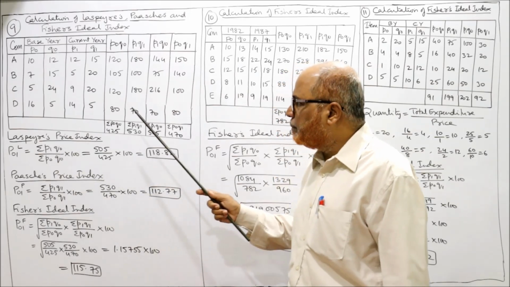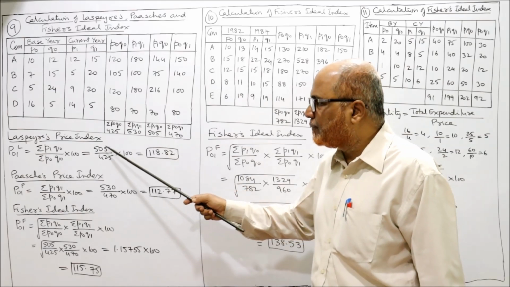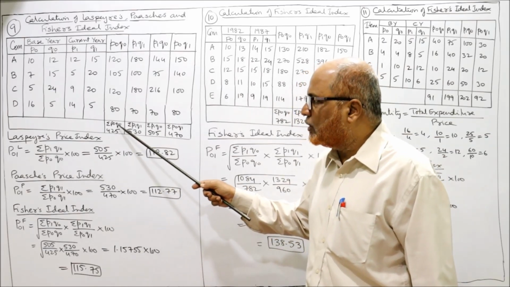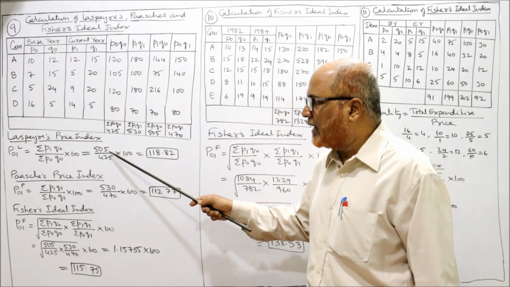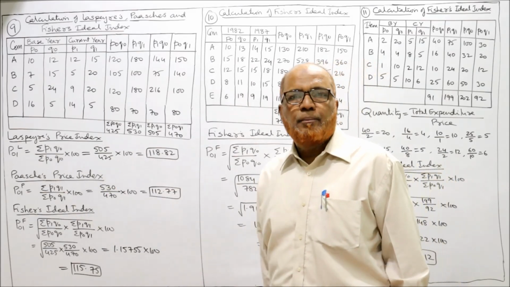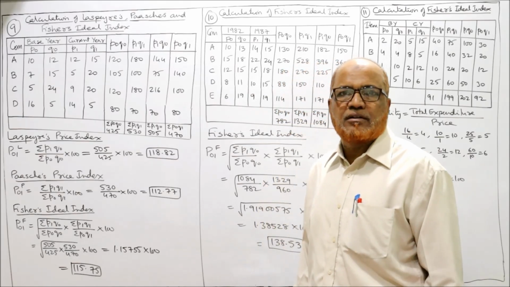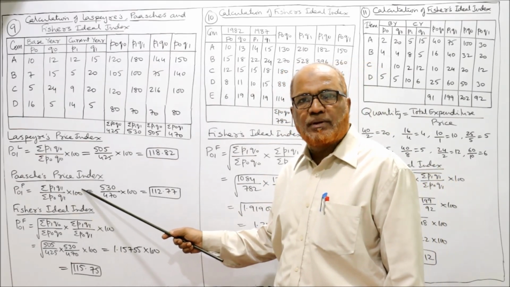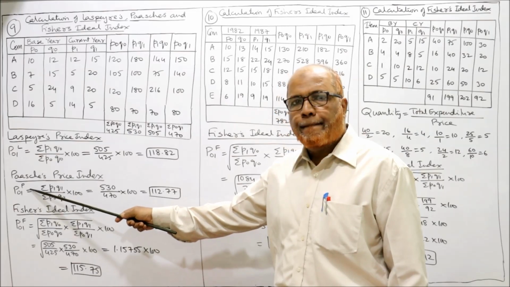So P1QO is here 505. And POQO is 425. So 505 by 425 into 100, 118.82. This is the price index by last year's method. Now Pastures price index method, PO1P.